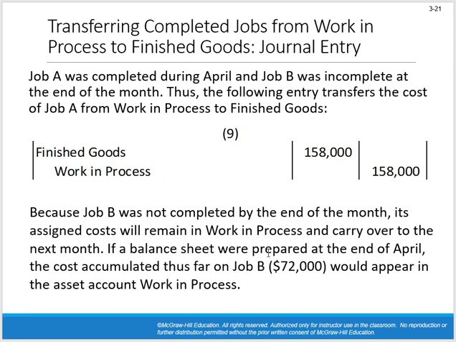If a balance sheet were prepared at the end of April, the cost accumulated thus far on job B, which is $72,000, would appear in the asset account WIP. So that's going to remain as WIP inventory on the balance sheet. That's job B, while job A has been transferred over to finished goods as of right now. Then we'll have to see if we sell job A.